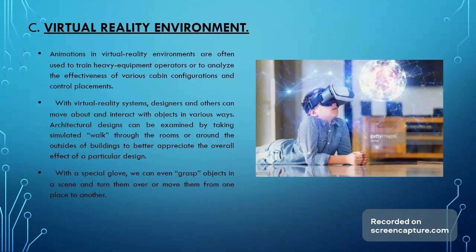Animations in virtual reality environments are often used to train heavy equipment operators or to analyze the effectiveness of various cabin configurations and control placements. With virtual reality systems, designers and others can move about the scene and interact with objects in various ways. Architectural designs can be examined by taking a simulated walk through the rooms or around the outside of a building to better appreciate the overall effect of a particular design. With a special glove, we can even grasp objects in a scene and turn them over or move them from one place to another.